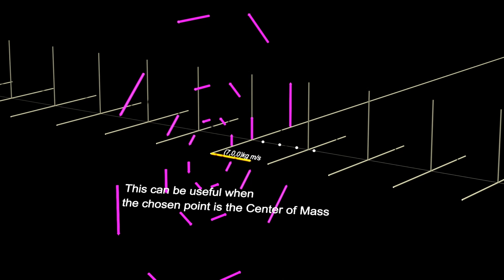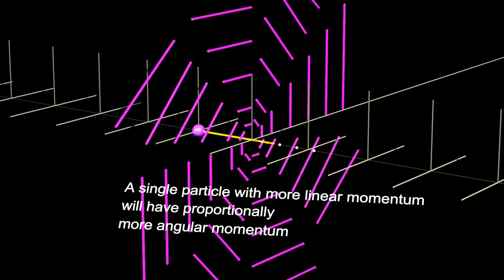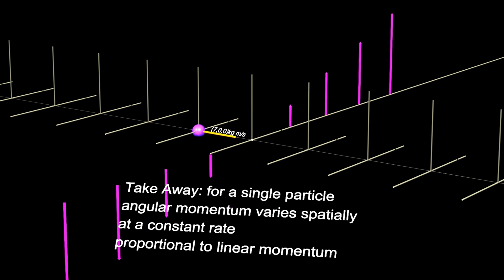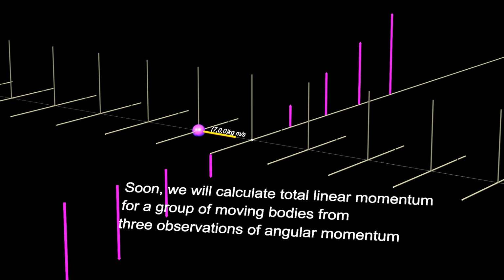A single particle with more linear momentum will have proportionally more angular momentum. Remember, for a single particle, angular momentum varies spatially at a constant rate proportional to linear momentum. For a single particle, you may already guess how to calculate linear momentum from angular momentum. Soon we will calculate total linear momentum for a group of moving bodies from 3 observations of angular momentum.